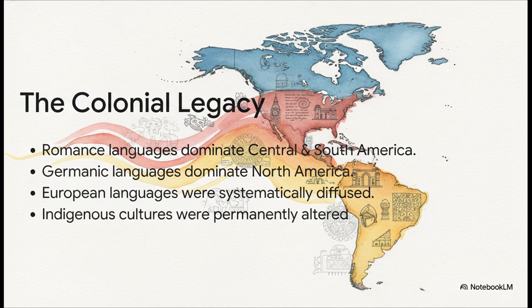Remember that very first question we asked? Why Spanish and Portuguese in South America but English up north? This is your answer. Romance languages were systematically spread all through Central and South America. Germanic languages, like English, came to dominate North America. This colonial diffusion didn't just add new layers. It permanently altered indigenous cultures and languages, creating the complex patterns we still see today.